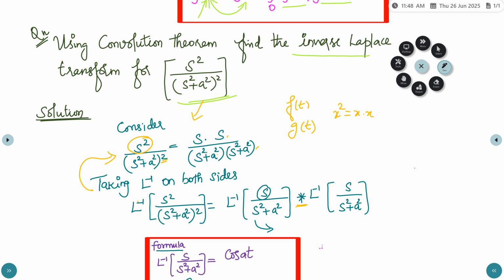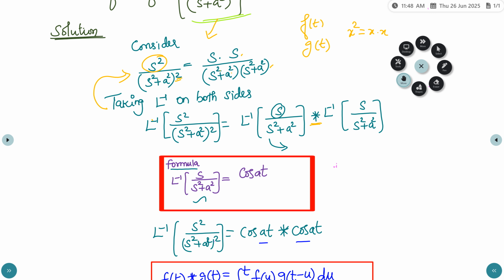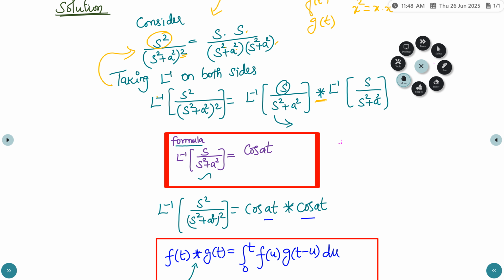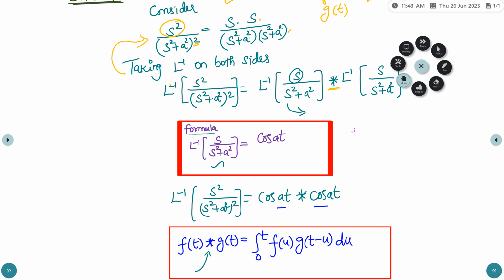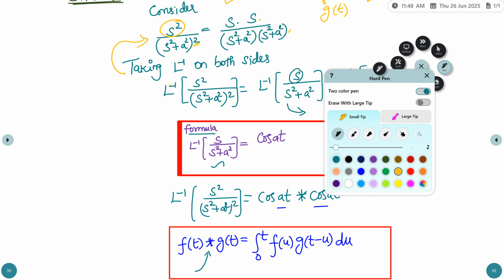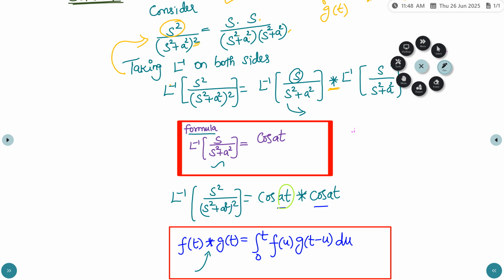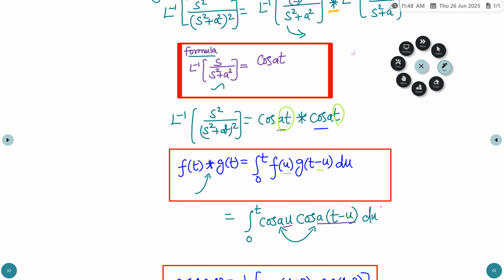After that, applying L inverse on both sides, we apply L inverse for each function individually. Already we have the formula: L inverse of s by s square plus a square equals cos at. With the help of this formula, the first function is cos at and the second function is also cos at. Now we have the product of two terms. Apply the convolution theorem, taking the integration over 0 to t. In the first function t is replaced by u and in the second function t is replaced by t minus u. This is our convolution formula.